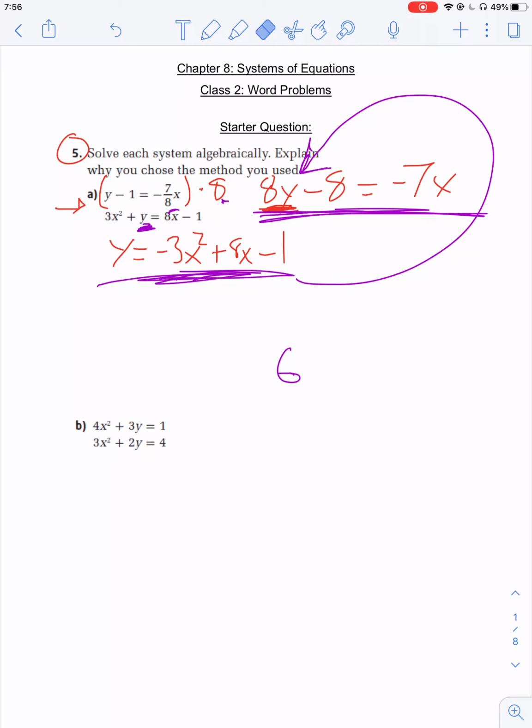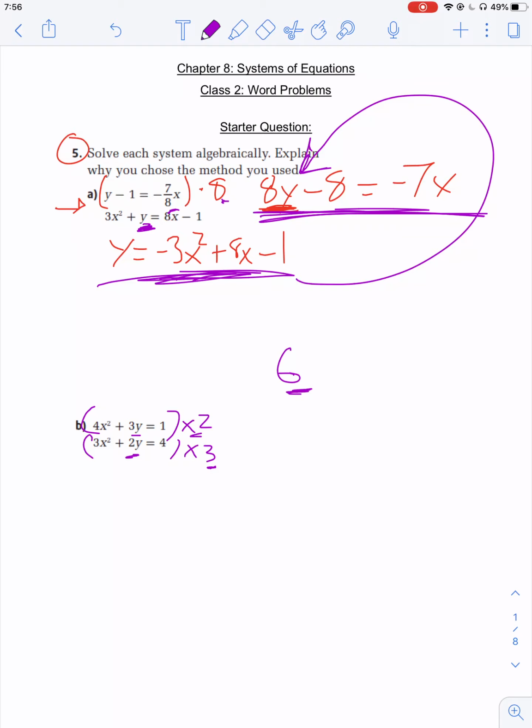So what you would have to do is multiply the top equation by 2, because 3y times 2 will give me 6y, and multiply the bottom equation by 3, because 2y times 3 will also give me 6y. And then subtract the two equations. So let's multiply this out.